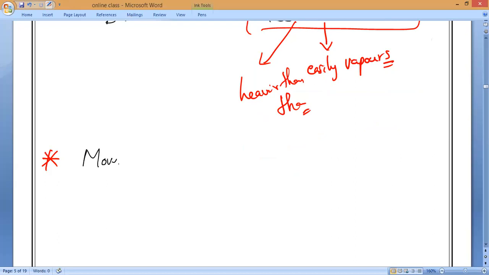So why are we using this experiment? Anybody? Movement of pollen grains in water. Why this experiment? Anybody can tell me? Pollen grains in water.